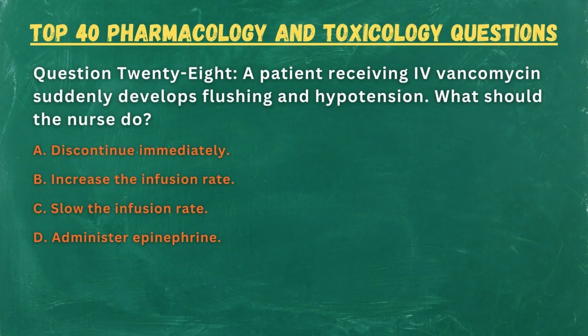Question 28. A patient receiving vancomycin suddenly develops flushing and hypotension. What should the nurse do? A. Discontinue immediately. B. Increase the infusion rate. C. Slow the infusion rate. D. Administer epinephrine. Answer C. Slow the infusion rate.